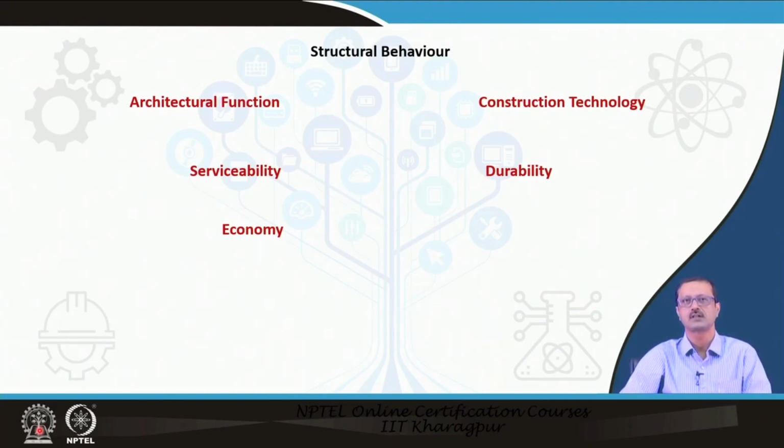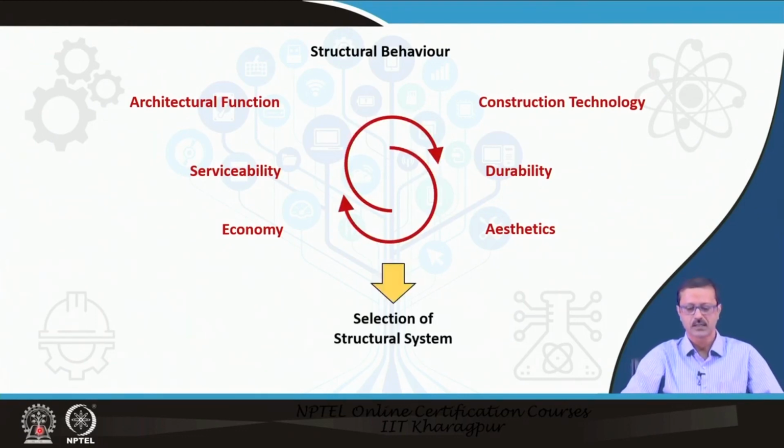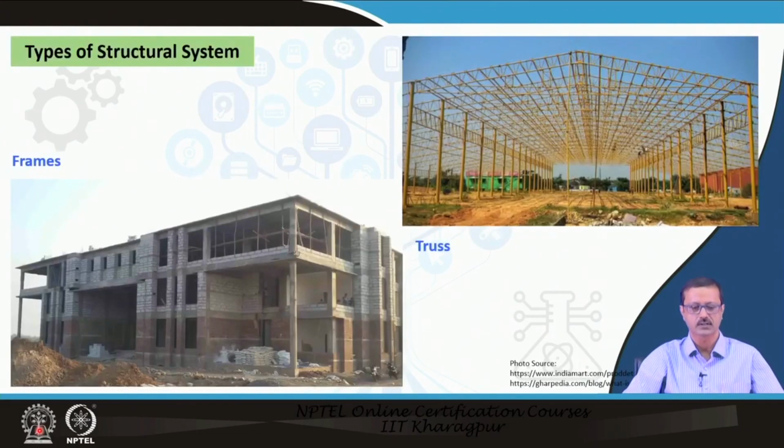Suppose some of the materials or some of the systems are not available in my country, or maybe in some part of the country. Then it is unnecessary to think of those kinds of structural systems. Finally, I have to see the aesthetics of the building. So again this will come into a permutation combination, we will select the typical structural systems, and based on that we will have some kind of a selection criteria.